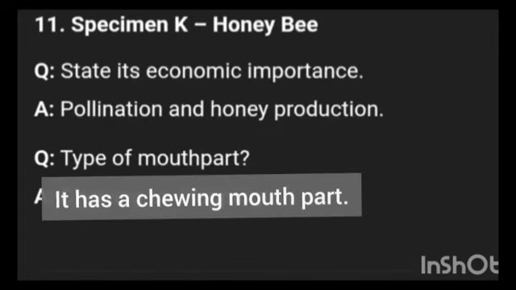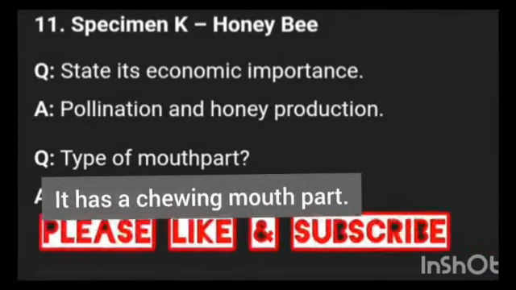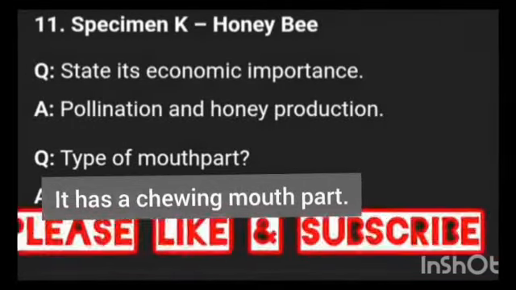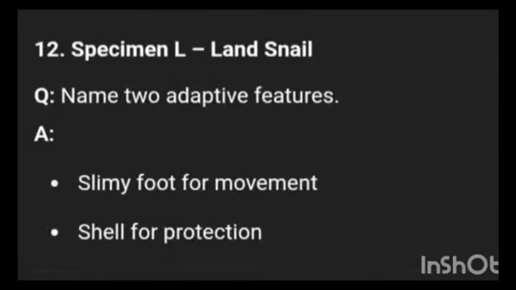Specimen K, the honeybee. State its economic importance: pollination and honey production. That's the economic importance. And the type of mouth part is the chewing mouth part. So very important, let's just take note of this. Then we'll go over to the next specimen. Please, as you are looking at all this, take note of your spellings. Like I said, spellings are very, very important, so we should take it very seriously. Most of these diagrams will be sent at the end of this video.